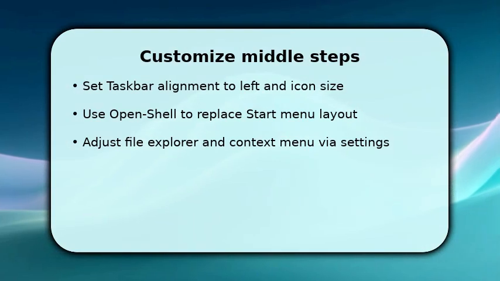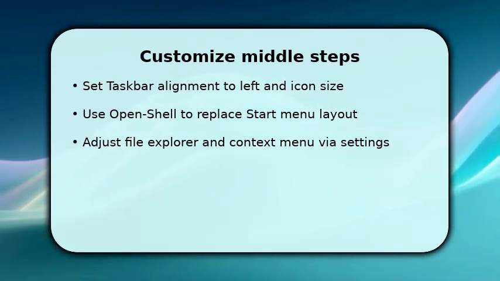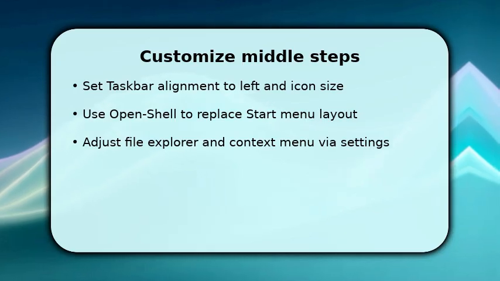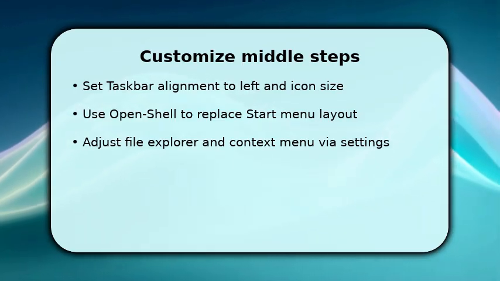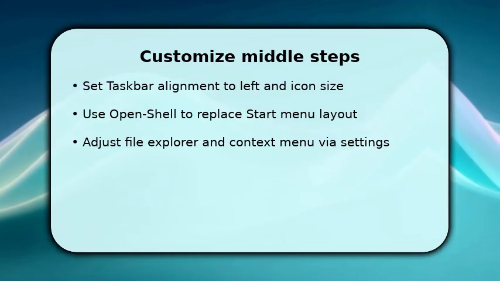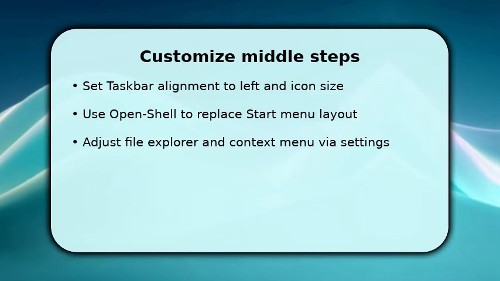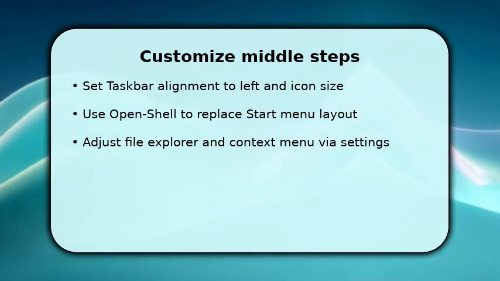You now configure the core layout. Open Taskbar X and set alignment to left, tweak icon size, and disable rounded corners where available, because these mimic Windows 10 visuals. Then launch OpenShell to select a classic Start menu skin and map Start items. This restores familiar folders and search behavior.